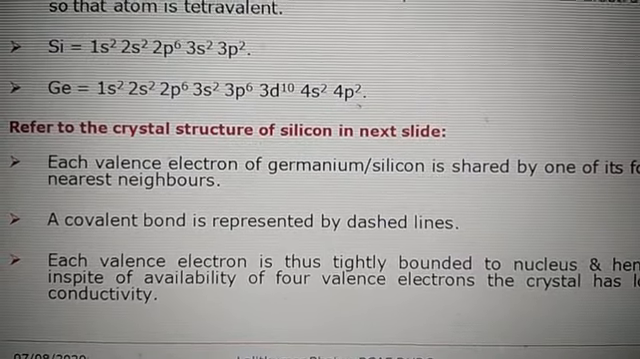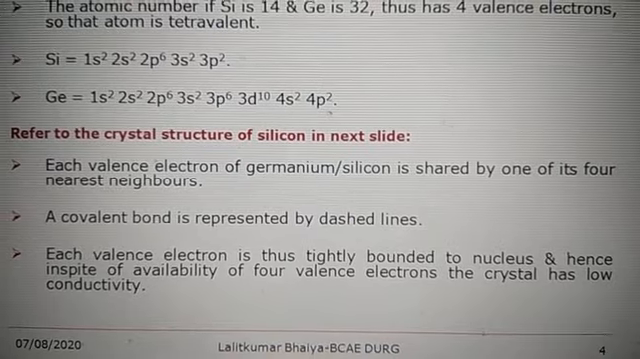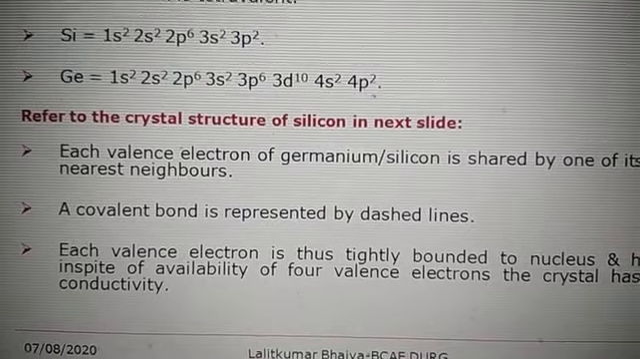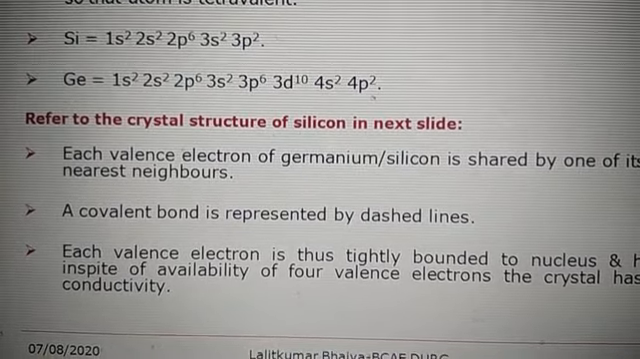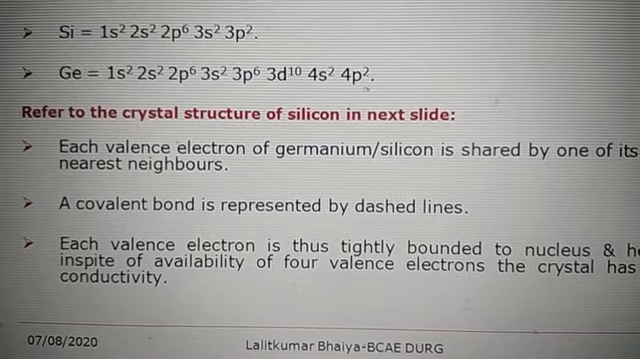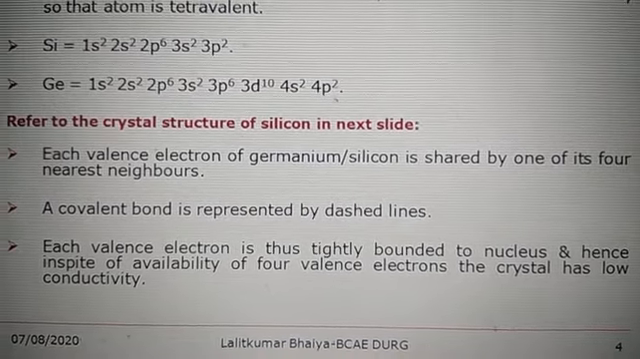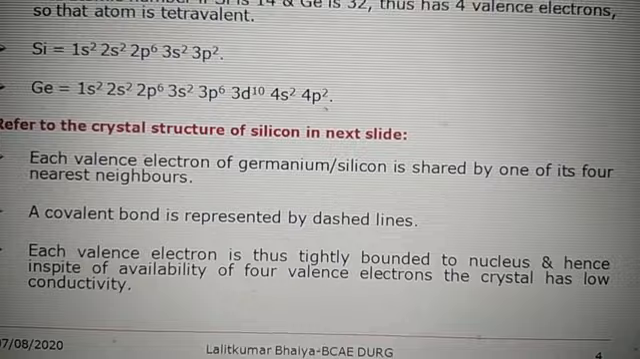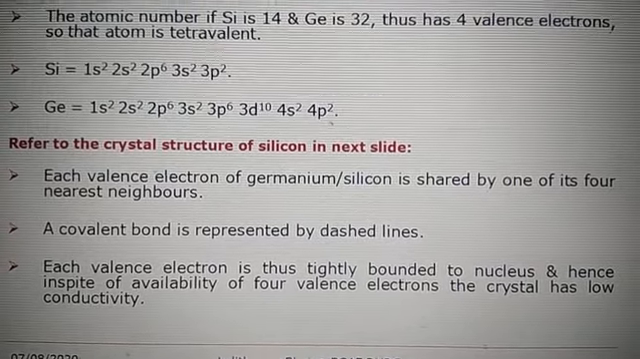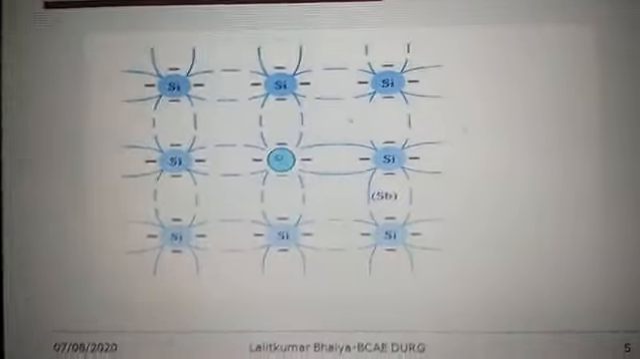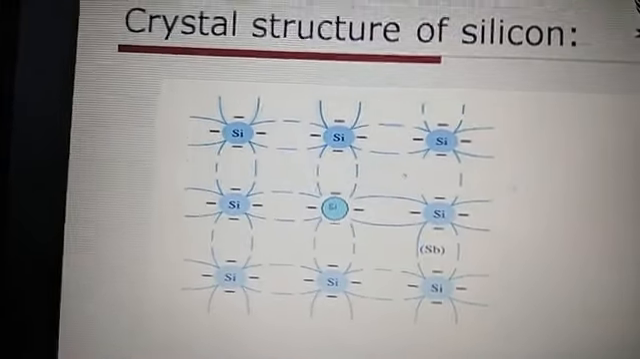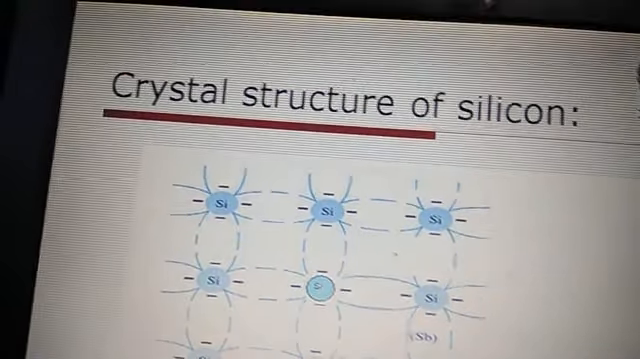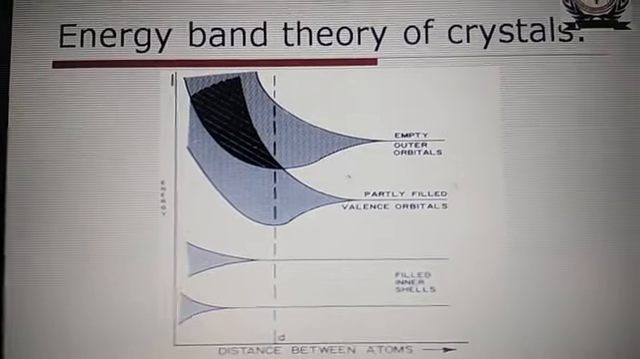Each valence electron of germanium or silicon is shared with one of the 4 nearest neighbors, that we have seen in the crystal. A covalent bond is represented by dashed lines. Each valence electron is thus tightly bound to the nucleus, and hence, in spite of the availability of 4 valence electrons, the crystal has low conductivity. That we have seen. This is the crystal, and this is the dashed covalent bond shown here. All these are covalently bonded with the nearest atoms.